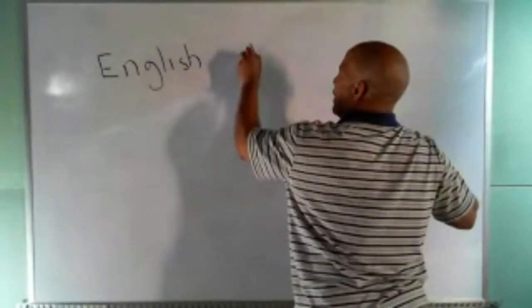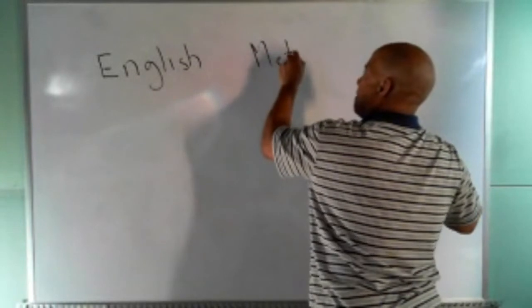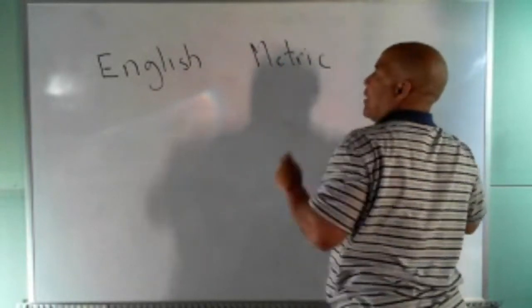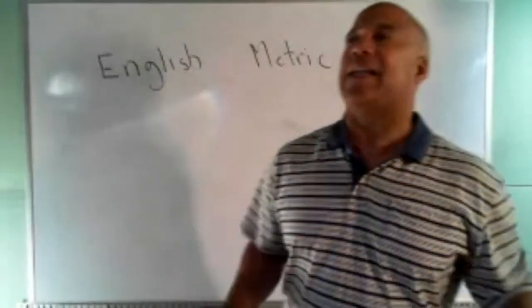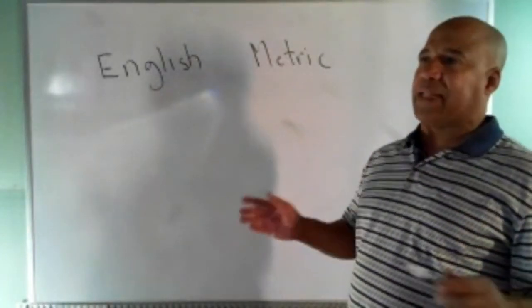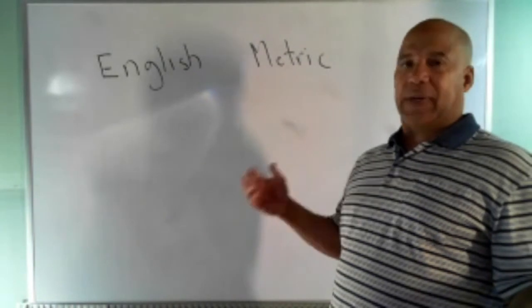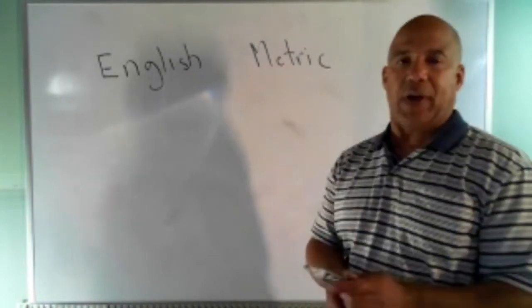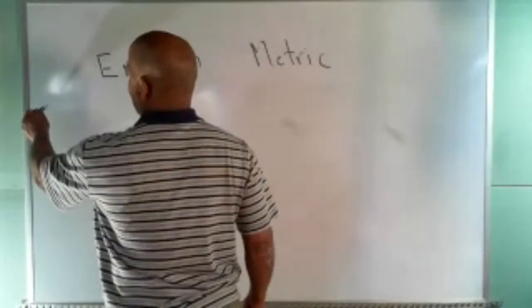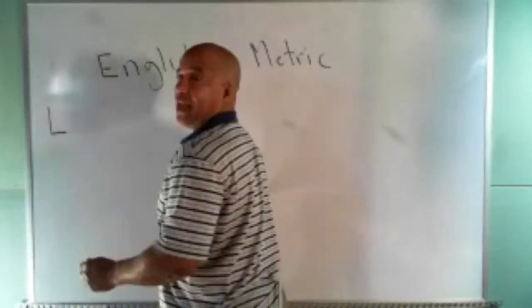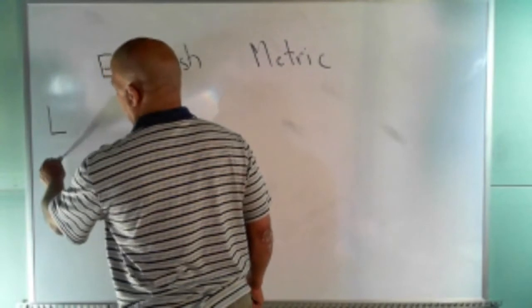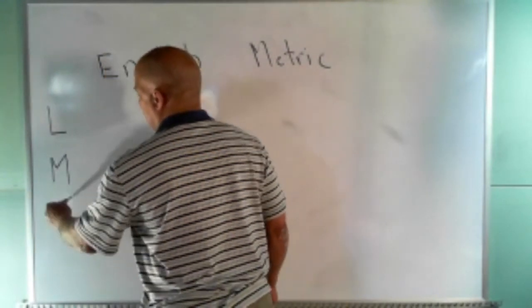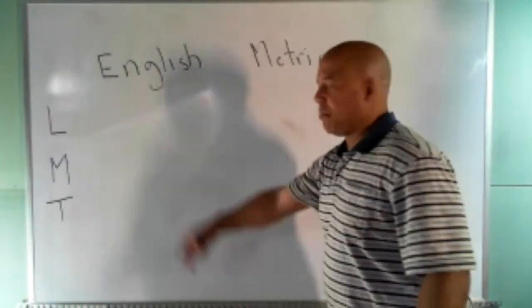Then we got the metric system. Now, for system we have, we got to talk about what kind of quantities we are going to measure. There are many different quantities, but we'll just do three for now. We'll do length, L is for length, we'll do mass, M is for mass, and T is for time. We can keep going because there are other quantities.